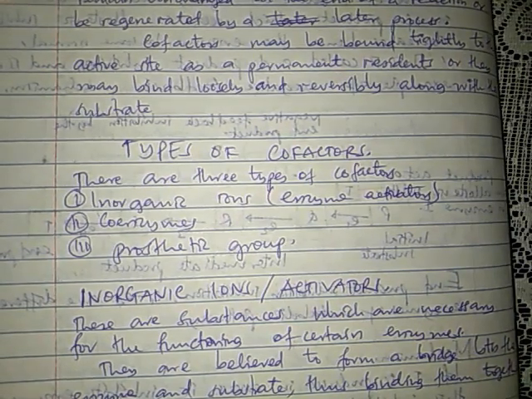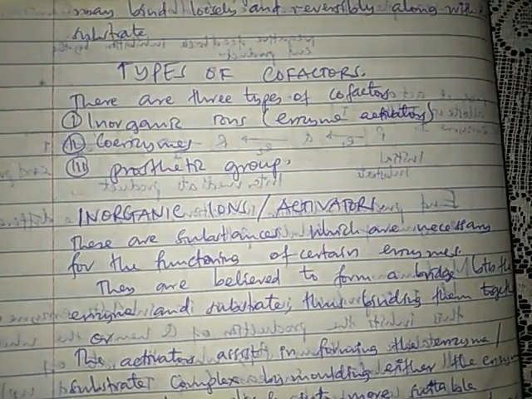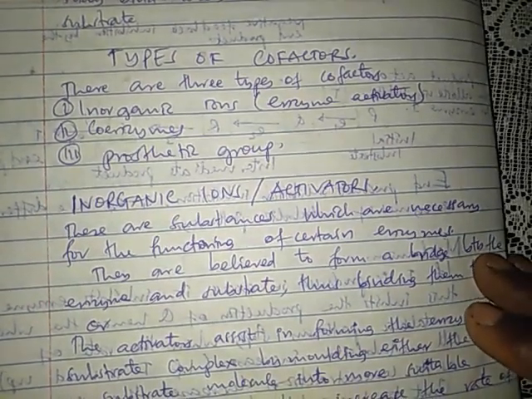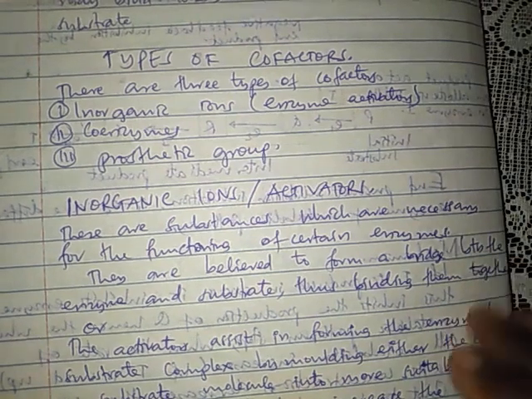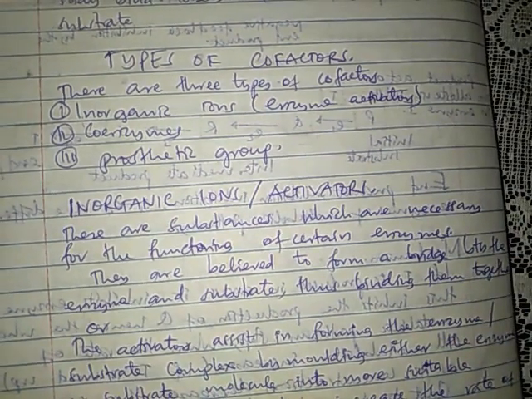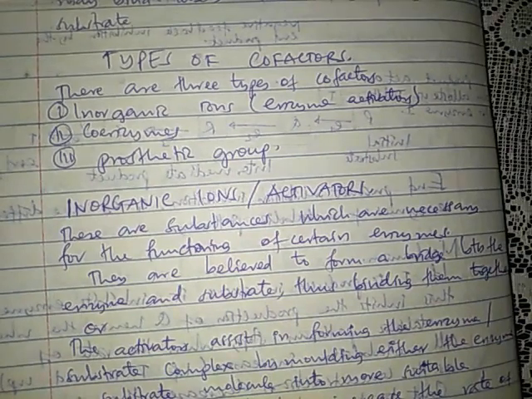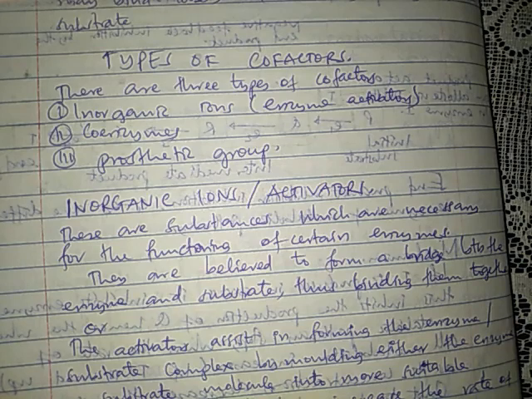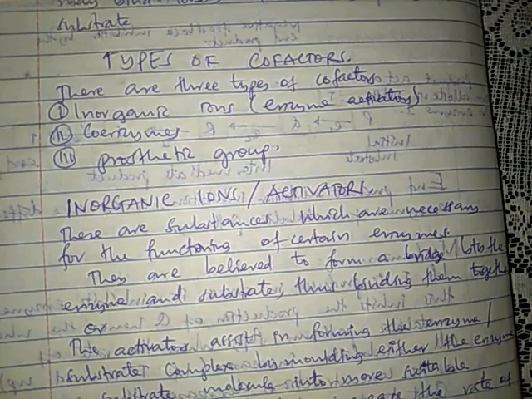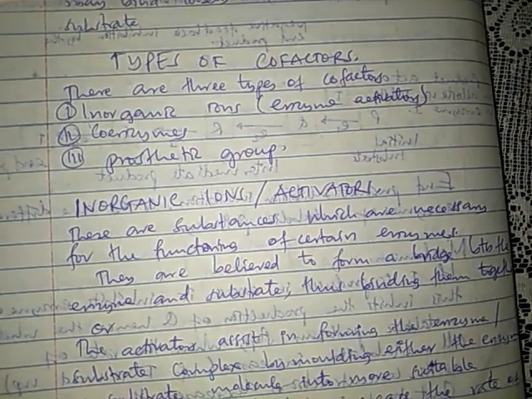So starting with activators or inorganic ions, these are substances which are necessary for the function of certain enzymes. They are believed to form a bridge between the enzyme and the substrate, thus binding them together. Or the activator assists in forming the enzyme substrate complex by modeling either the enzyme or substrate molecule into more suitable shape. By doing so, they increase the rate of reaction catalyzed by that enzyme.